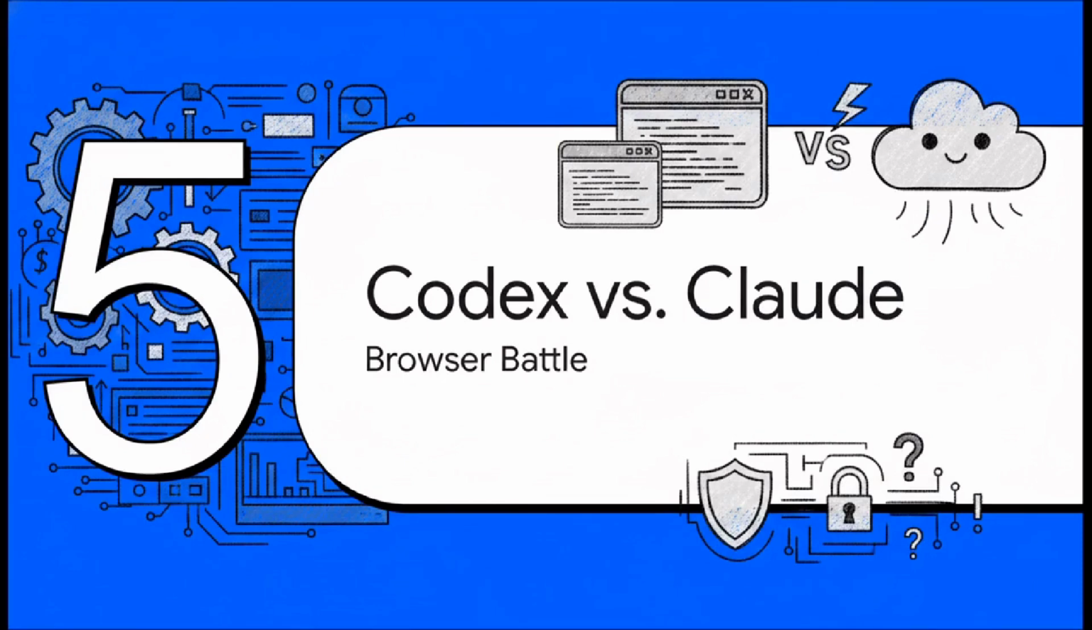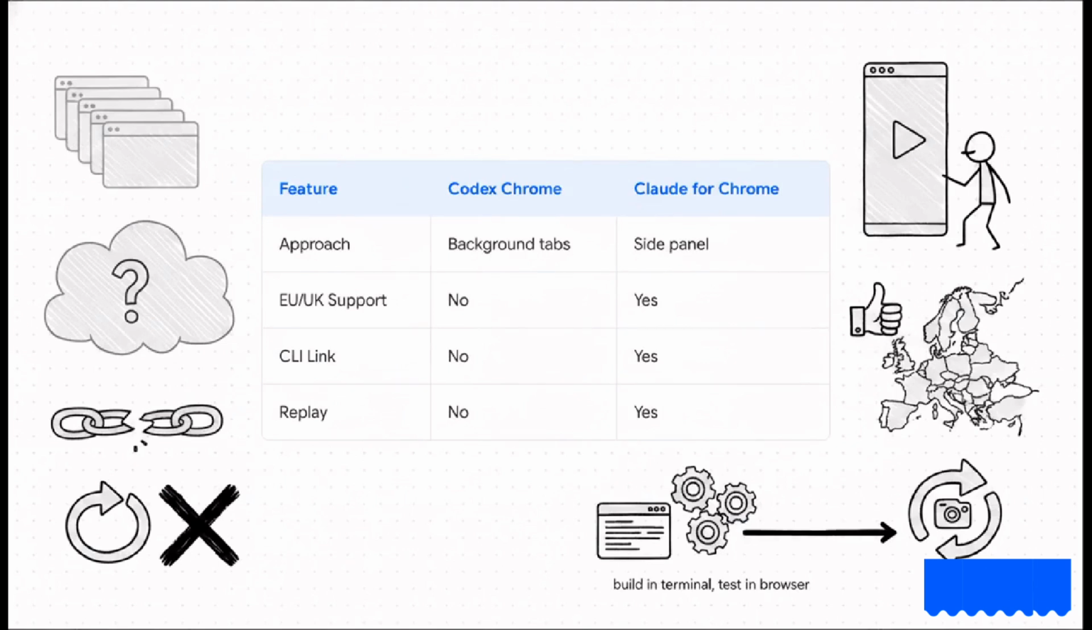All right, let's pivot a bit for part 5, Codex versus Claude, the browser battle. We are looking at a real philosophical divide here between the two dominant AI coding tools on the market right now. Codex works silently in background tab groups. It kind of just wants to get out of your way and do the work. Claude for Chrome, on the other hand, operates in a foreground side panel. It wants you to watch it work and collaborate directly.